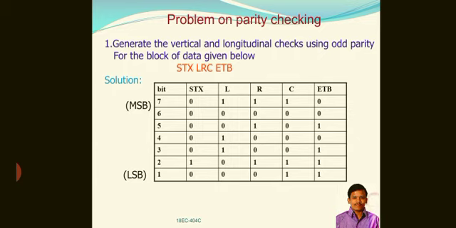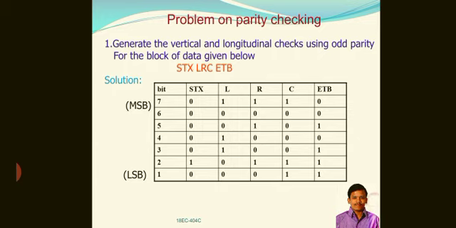So here, each character will be represented with the corresponding values given. If you see the table, from LSB to MSB, each will be represented with 7 bits. So STX is followed by 0. If you look from LSB, 0 1 all zeros, like that for L. 0 0 1 1 0 0 1, like that for R, like that for C, like that for ETB. So this is a small example.